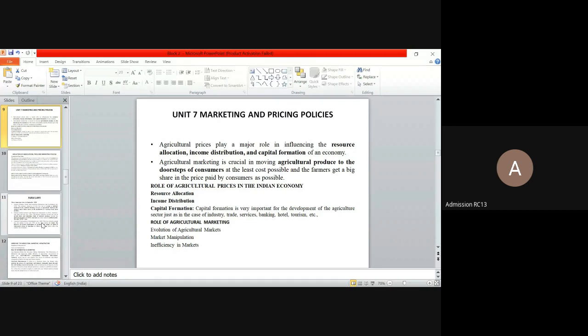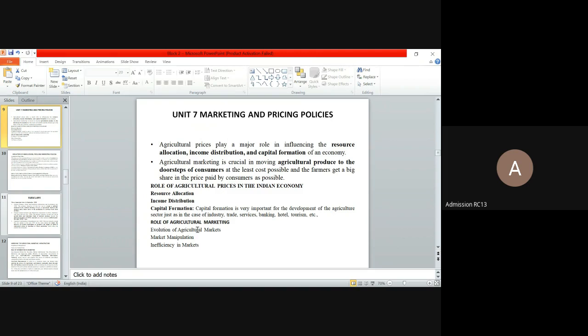That is why it is crucial for agricultural marketing to maintain the lowest possible cost, and give the maximum share to the farmers and a reasonable, affordable price to the consumers. So this is again a challenging one. The role of agricultural prices in the Indian economy is based on resource allocation, as I have already discussed, agricultural prices, income distribution, capital formation. All these things have been discussed above.